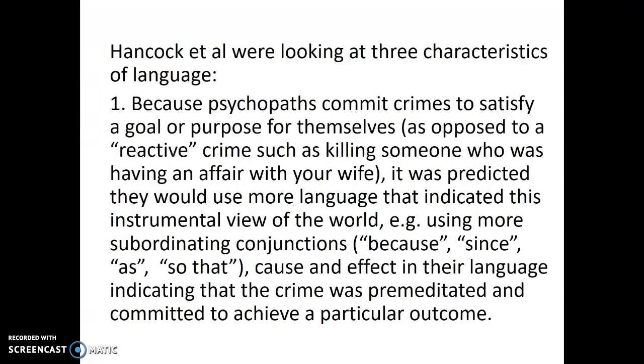Hancock et al. were looking at 3 characteristics of language. Number 1. Because psychopaths commit crimes to satisfy a goal or purpose for themselves, as opposed to a reactive crime such as killing someone who was having an affair with your wife, it was predicted they would use more language that indicated this instrumental view of the world, e.g., using more subordinating conjunctions such as because, since, as and so that, cause and effect in their language, indicating the crime was premeditated and committed to achieve a particular outcome.